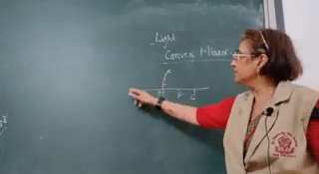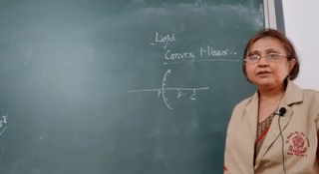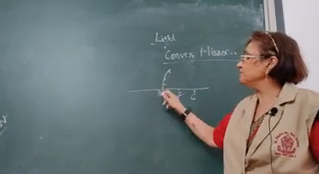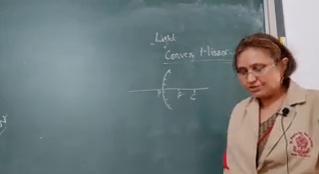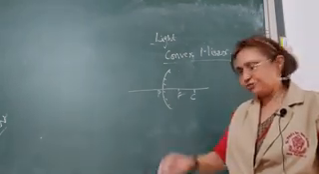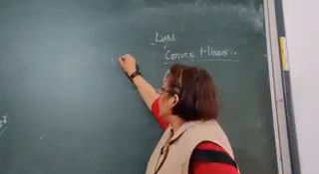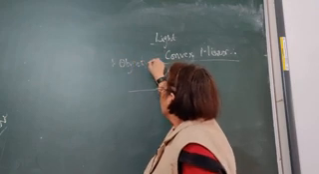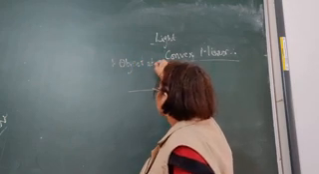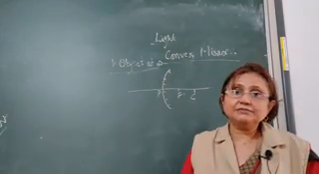So here either we can place the object very far away, that is at infinity, or we can place the object anywhere between infinity and pole. So here we will discuss only two different object positions. The first one is object at infinity. Let us place the object very far away, that is at infinity. You can consider it to be the sun.